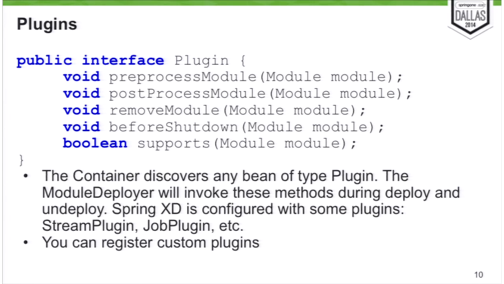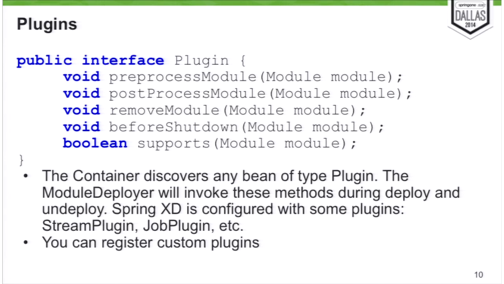So the plugin, just to give you an idea, the interface looks like this. When we talk about module lifecycle events, there's a pre-process module. This is when the module's been initialized, but before it's actually been started. We can do something to that module. We can post-process that module after it's been started. Remove the module when it's destroyed, and before shutdown, for graceful shutdown, what do we need to do? And then there's also a supports method.